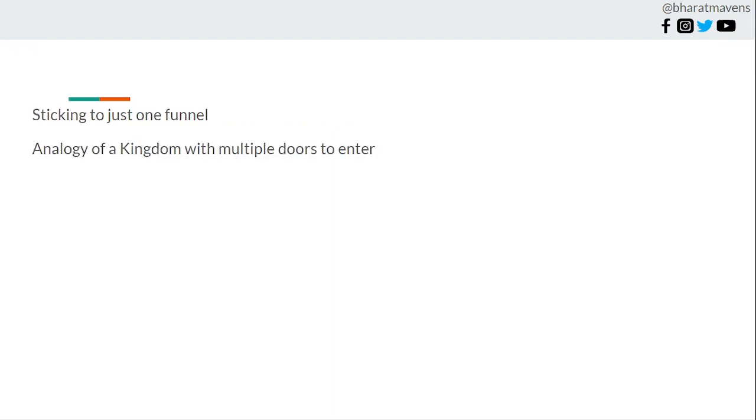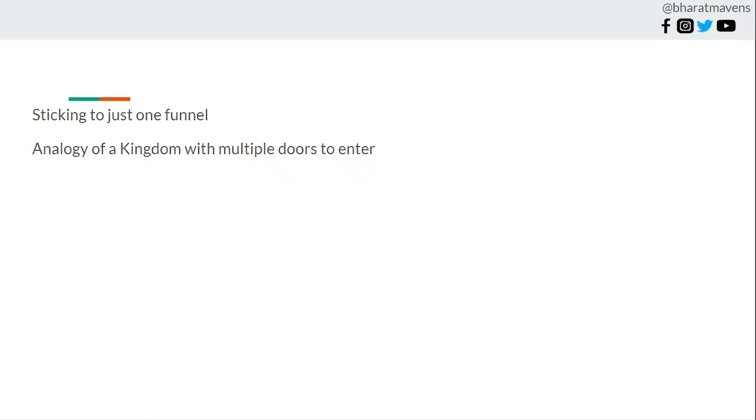Next. Sticking to just one funnel is a criminal aspect of marketing. It should not be just that one funnel you are sticking to. Okay, you have one product, it is being well managed and everything is working. Great. But try to build multiple doors to enter into your brand. Think of your brand as a kingdom of products. Then try to build multiple doors.